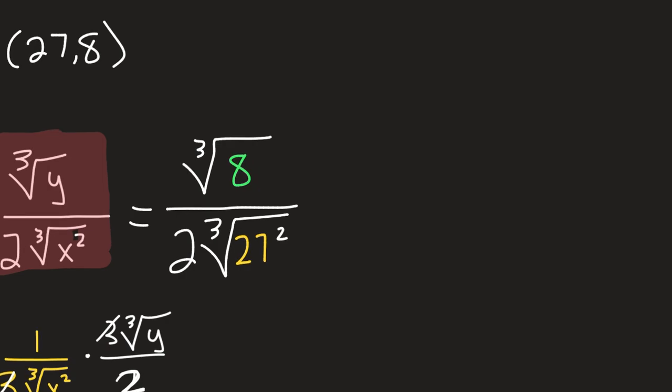Okay, on top, what is the cube root of 8? It is the real number 2. Now, here's the tricky part that we can do on the bottom.